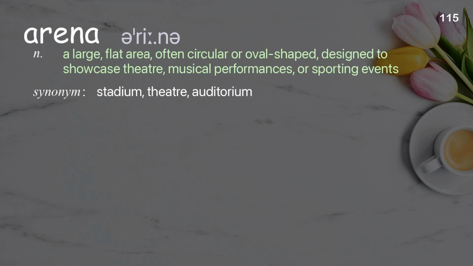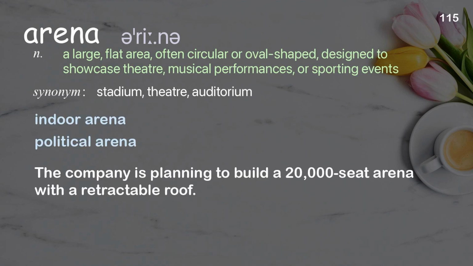Arena: a large, flat area, often circular or oval-shaped, designed to showcase theater, musical performances, or sporting events. Examples: indoor arena, political arena. The company is planning to build a 20,000-seat arena with a retractable roof.